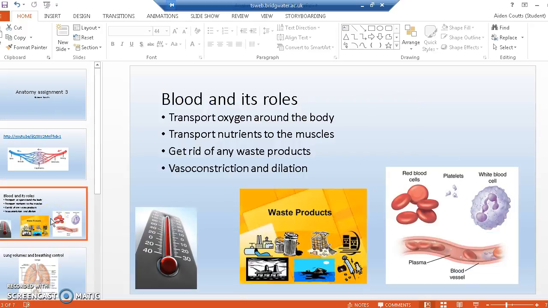Roles. The roles of blood are to transport oxygen around the body, which we just covered, transport nutrients to the muscles, and get rid of waste products. Also vasoconstriction and vasodilation, which is the narrowing and the widening of the blood vessels during exercise and during rest.